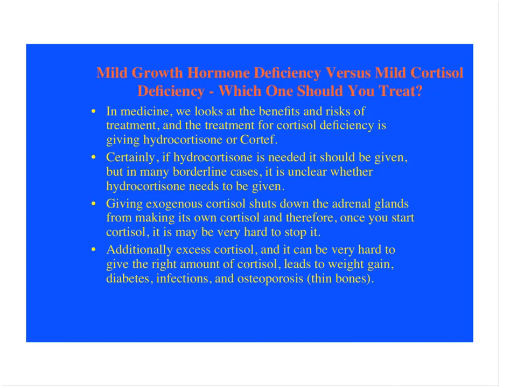Certainly if hydrocortisone is needed, it should be given, but in many borderline cases, it is unclear whether hydrocortisone needs to be given. Giving exogenous cortisol shuts down the adrenal glands from making its own cortisol. Therefore, once you start cortisol, it may be very hard to stop it. Additionally, excess cortisol, and it can be very hard to give the right amount of cortisol, leads to weight gain, diabetes, infections, and osteoporosis or thin bones.